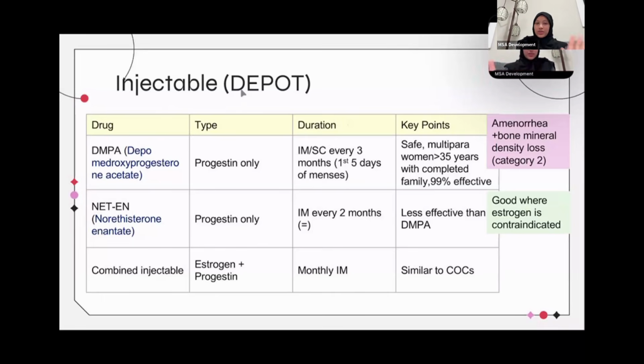Another thing for injectable, moving back: it can cause amenorrhea and bone loss if you're only using progestin. So it's a category 2. You can still use it. If someone has amenorrhea or bone loss, the benefit of using this is more than the risk. So you just need to follow them up. That was just mentioned on your slide, nothing too important. Okay. But that's mainly it. Amenorrhea. Yeah, so you can still use DMPA.